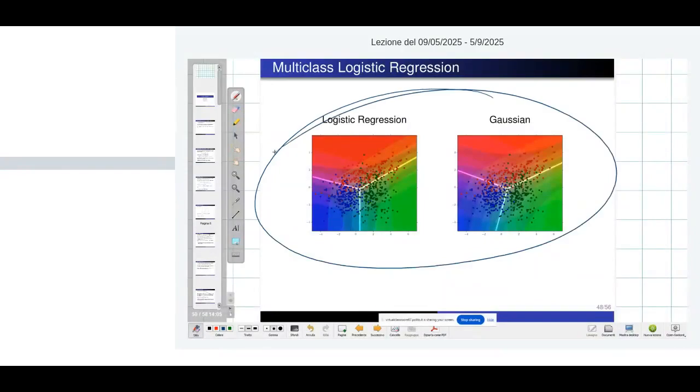Now, how is this model related to logistic regression? Which kind of solution does it give for classification? Well, it's considered a linear classification model.